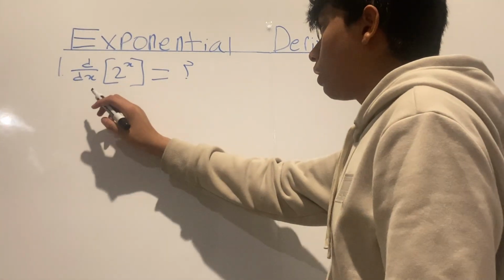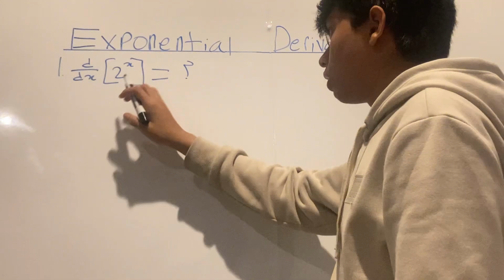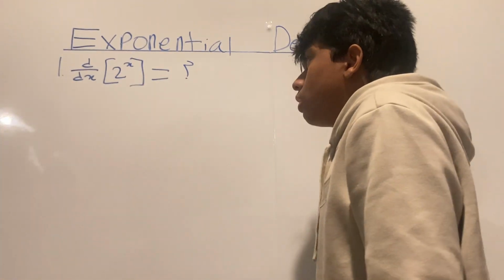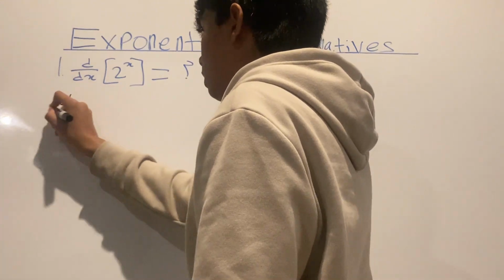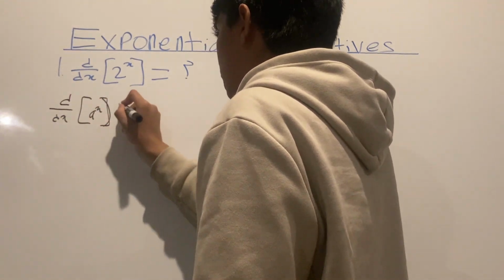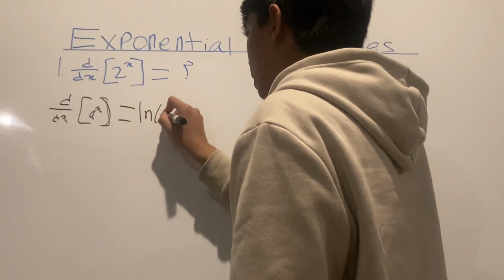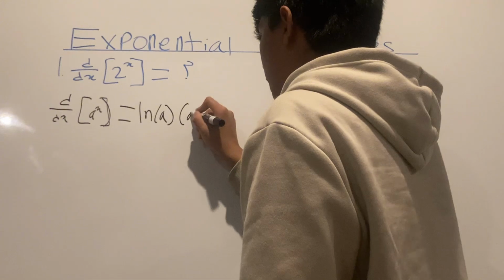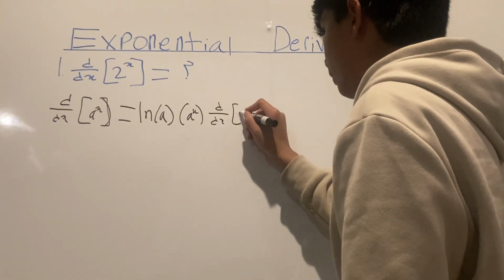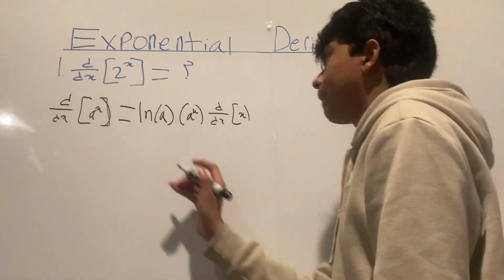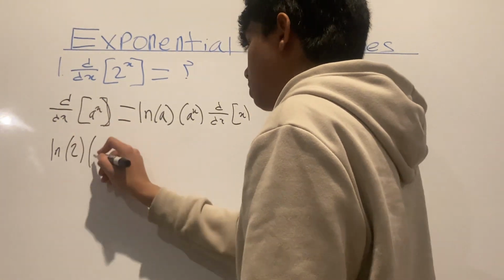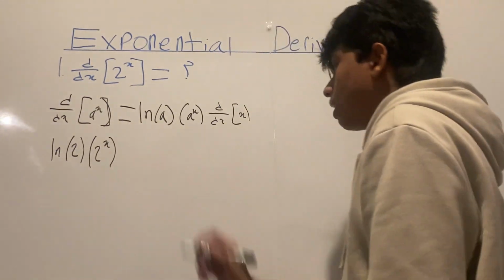Okay, so our first question here is find the derivative of 2 to the x. So this is in the same format as a to the x, where a is 2. So we know that the derivative of a to the x equals ln a times a to the x times the derivative of x. So if we put this into this formula, we'll have ln 2, which is just the base, times 2 to the x, which is the original function, times the derivative of x.